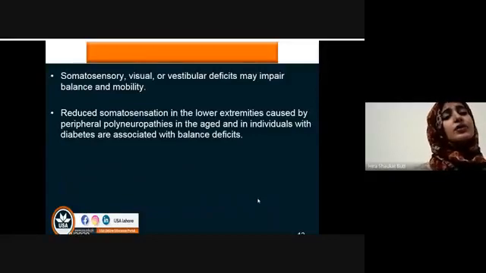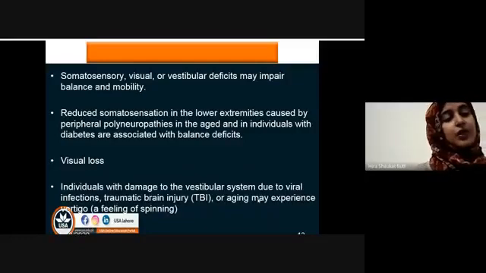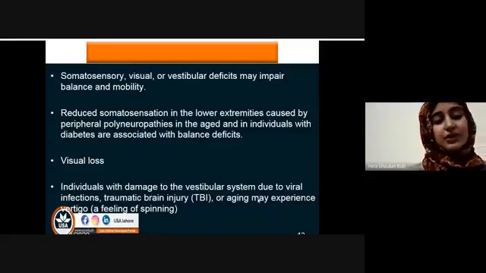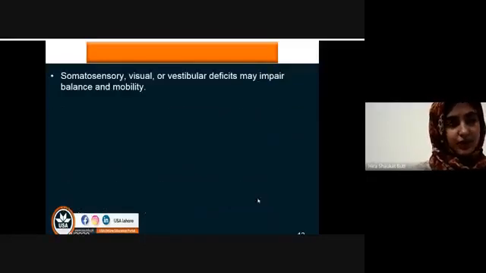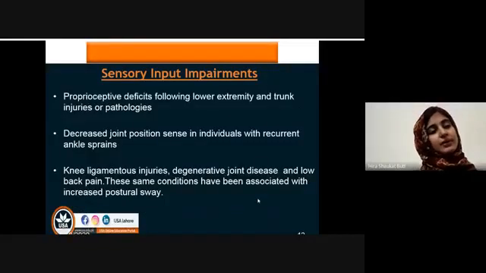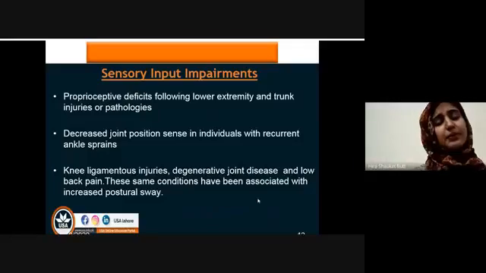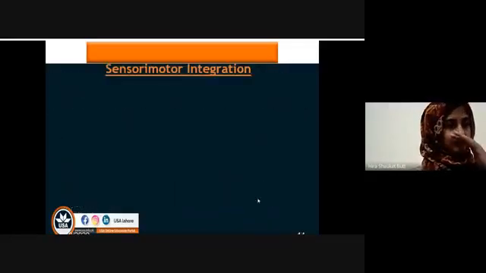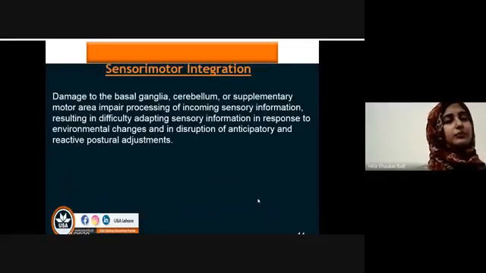Reduced somatosensation in the lower extremity can be caused by peripheral neuropathy in the aged and patients with diabetes. Then there are persons with visual loss, and individuals with damage to the vestibular system due to viral infection, traumatic brain injury, or aging, or the patient who complains of vertigo. So these are the conditions that can lead to sensory input impairment, and when there is sensory input impairment, there will be subsequent loss of sensory processing, and that loss will lead to impairment in balance control.